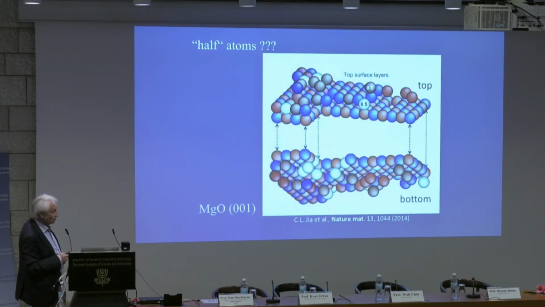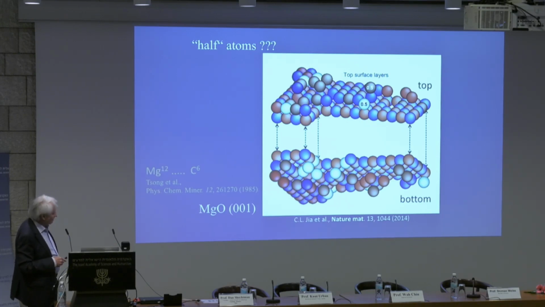Another nice feature of this study is that we found a better fit when we assumed that in these magnesium positions, we have half atoms. So what is half an atom? It took us some weeks to speculate what half an atom is.